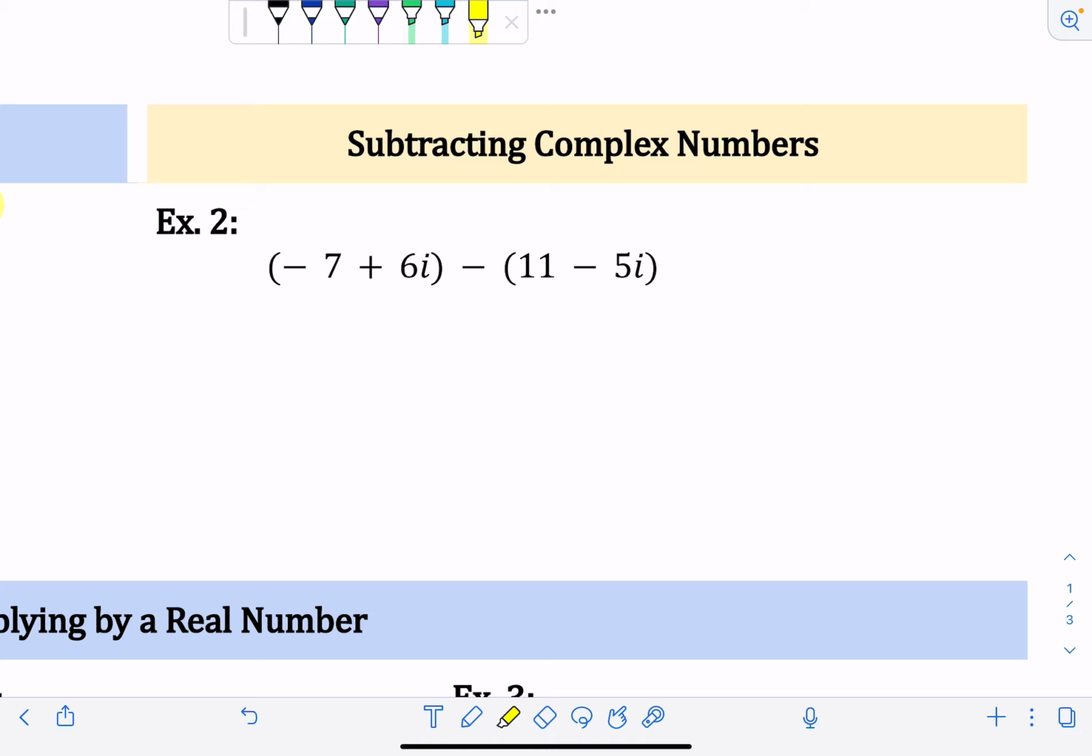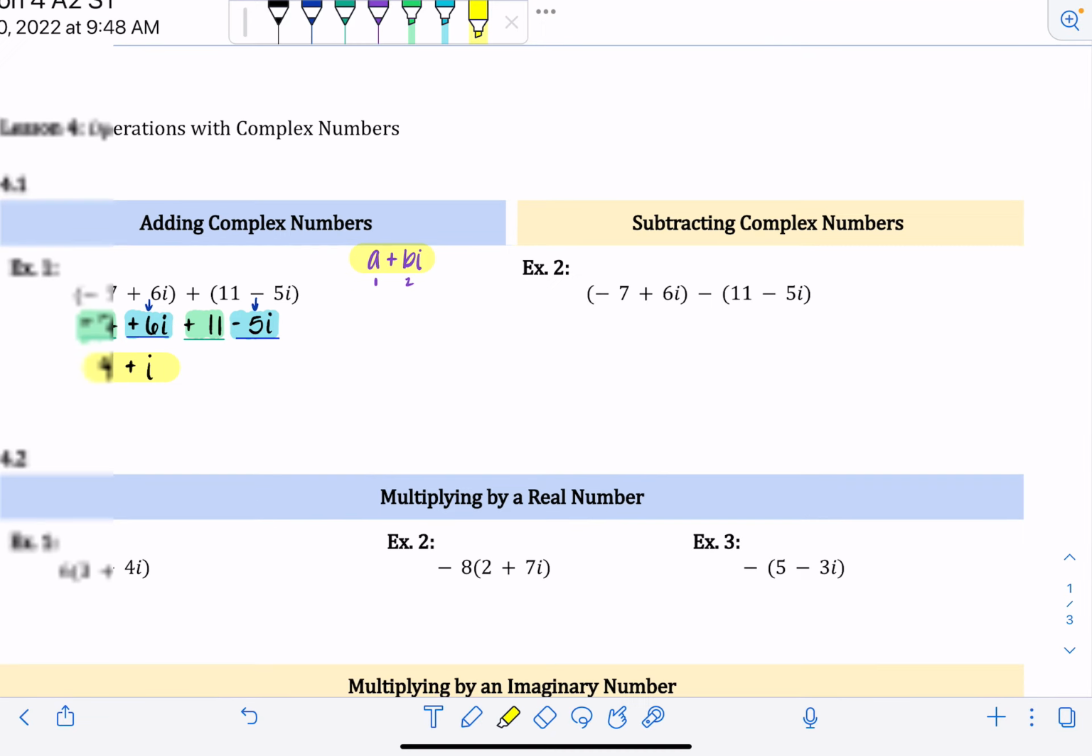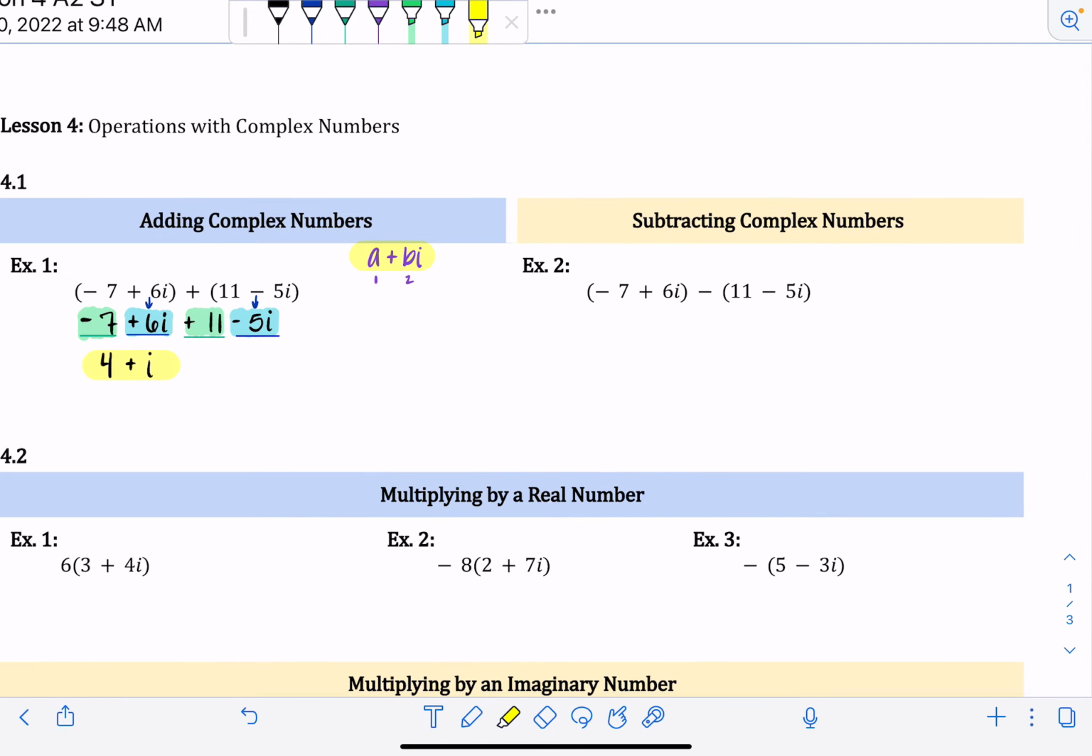And then for example 2, it's basically the same exact problem, the same numbers, except instead of having an addition sign in between the parentheses, we have a subtraction sign in between the parentheses.